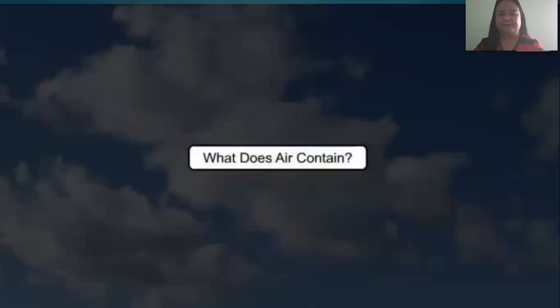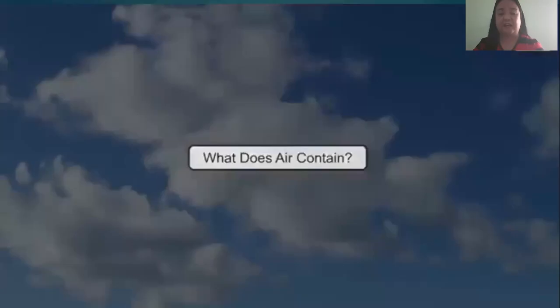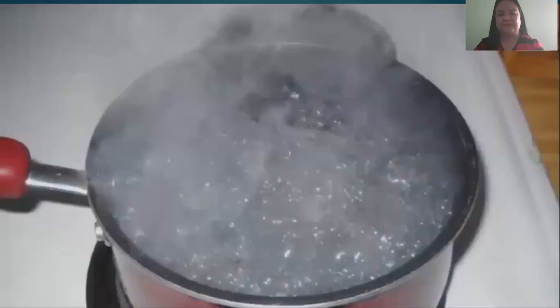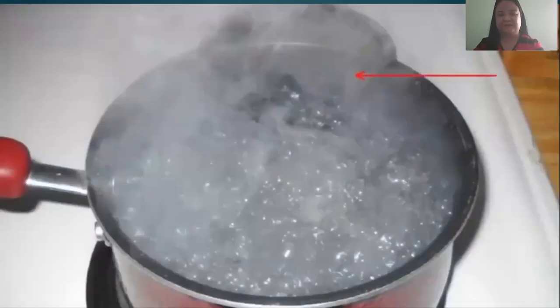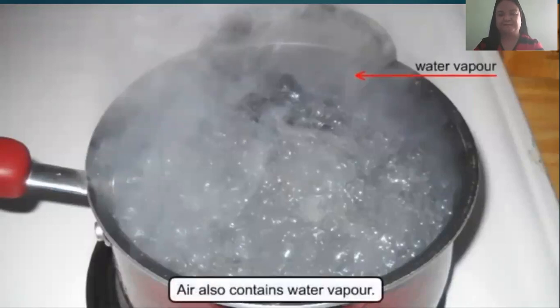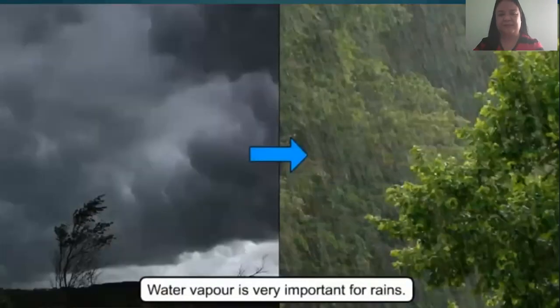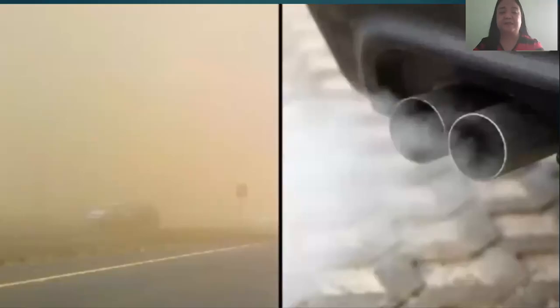Right. Now, let us look at what air contains. Have you ever seen steam coming out of boiling water? This steam is water vapor. Air also contains water vapor. Water vapor is very important for rain. Without water vapor, we would have no rains. Okay, so the water comes up and becomes rain. Air also contains dust particles and smoke.